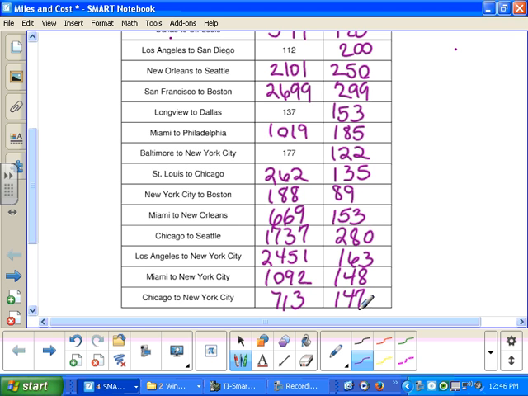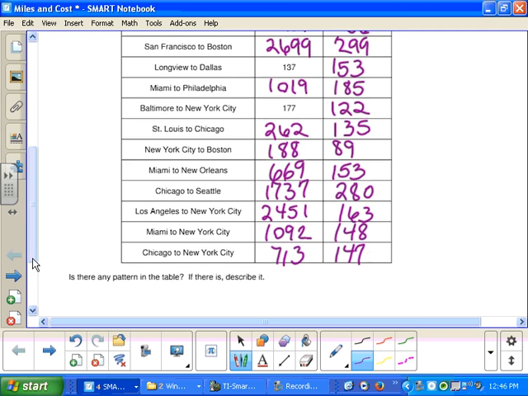Okay, once you have your list, look up here. We're going to use this information to answer some questions. One said, if you look at the tables, is there a pattern in the table? No, I mean, if you look at those numbers, you really don't see a pattern, okay? If you're thinking about cost and distance, you may think of one. There's really not one visible.